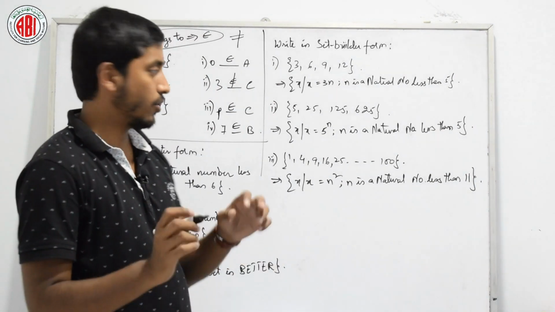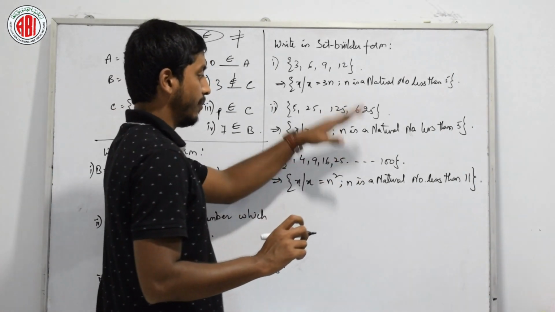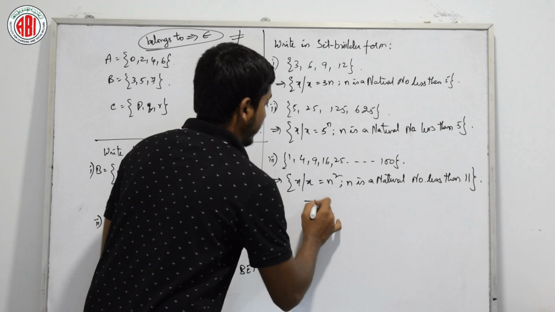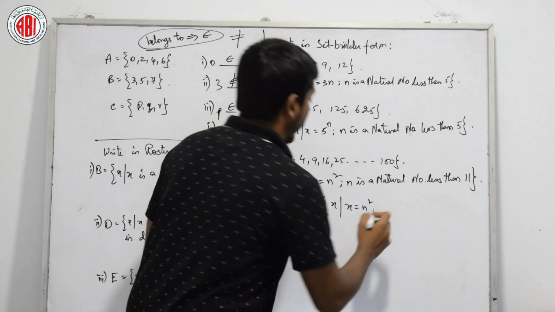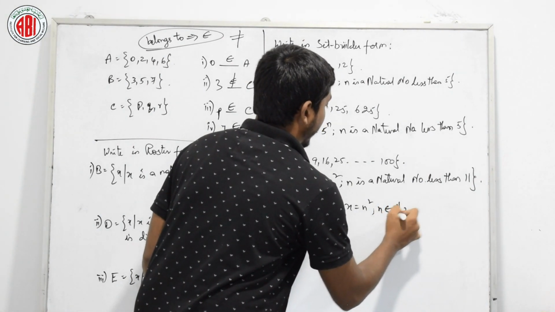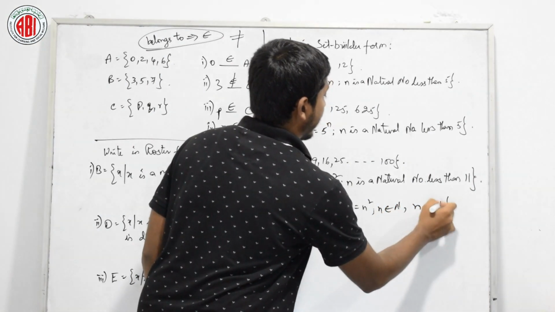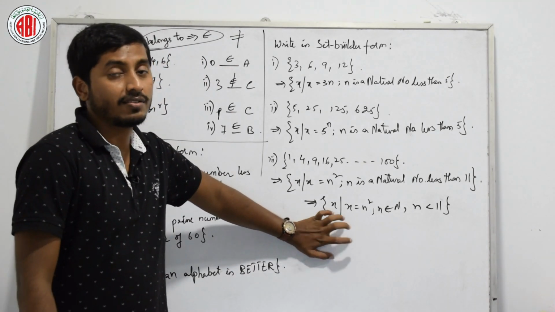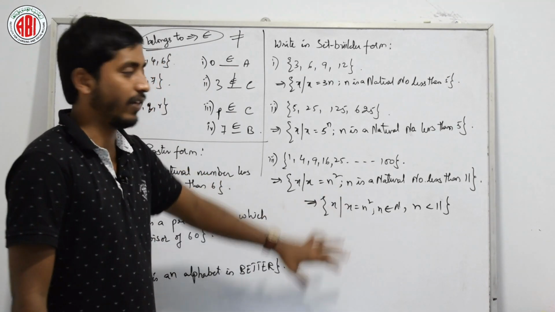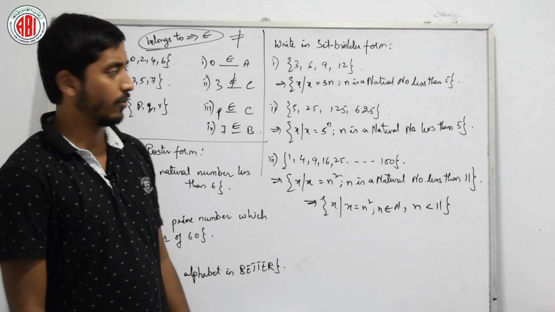Right? To make it more comfortable, let me start from this. This can also be written as x such that x equal to n square, where n belongs to capital N, n is less than 11. Can we write like that? This is also a simplified version, that is also set builder form. You can write in any of the ways, whichever is comfortable for you.